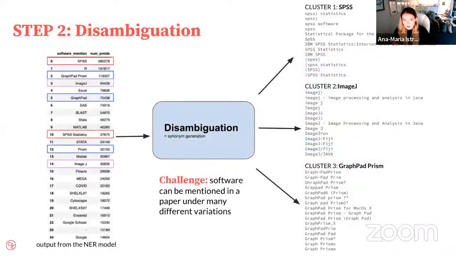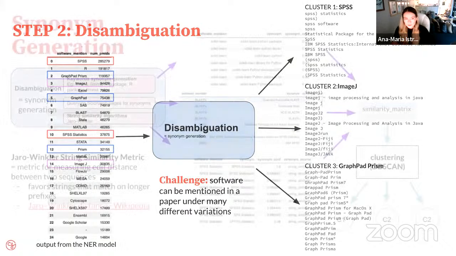So that's the goal of step two, which is what we call disambiguation or really synonym generation. We want to be able to come up with these well-defined clusters pointing to software entities. So in the SPSS cluster, we know that all of these string variations that were extracted by the NER model are actually pointing to the SPSS software entity. Same with ImageJ and same with GraphPad Prism or any other type of software, really.